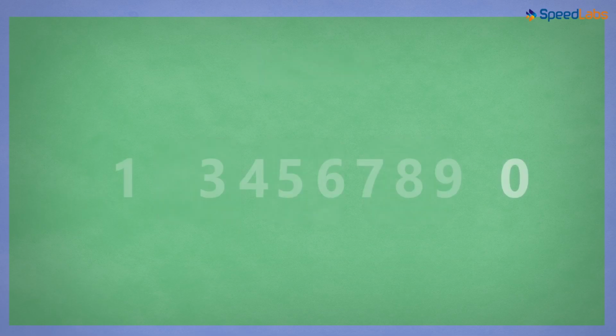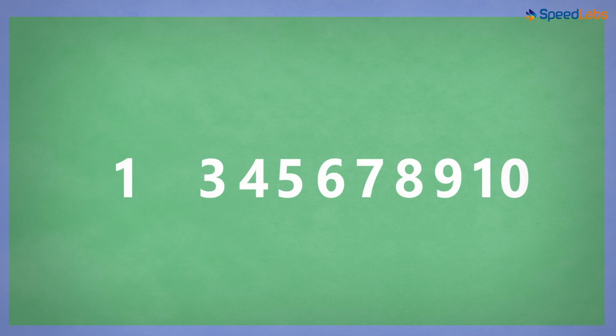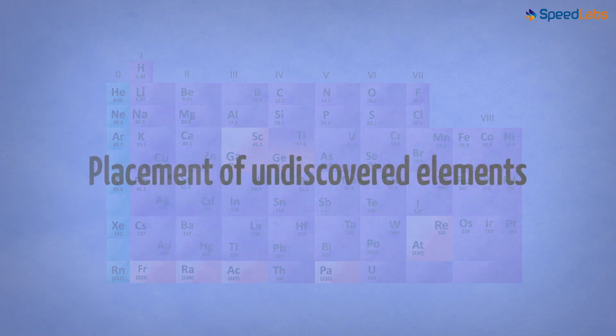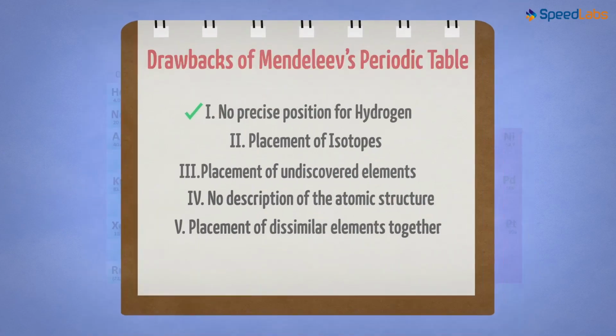Let's say I give you the following pattern. There is one empty space here, and it would be obvious that if an element with atomic mass 2 was discovered, it would be placed between 1 and 3. It's because you see a pattern here. But there was no concrete pattern in Mendeleev's table. Hence, the placement of undiscovered elements was another drawback. So the next 2 limitations that we have seen are the positioning of the isotopes and the placement of the undiscovered elements. Let's have a look at the last 2 limitations in the next video.